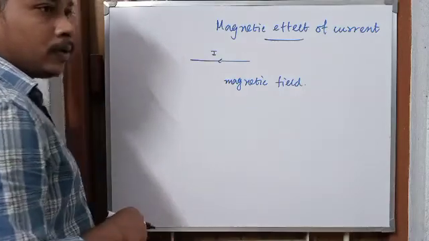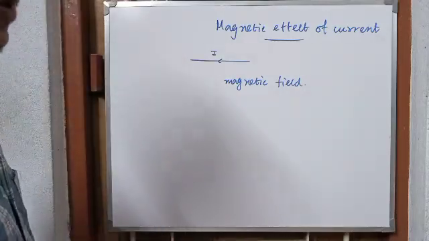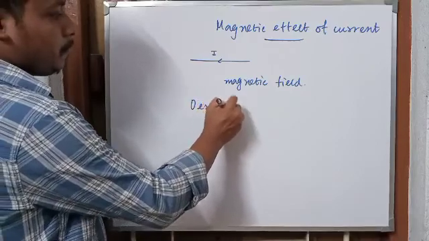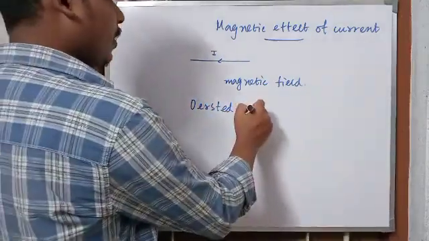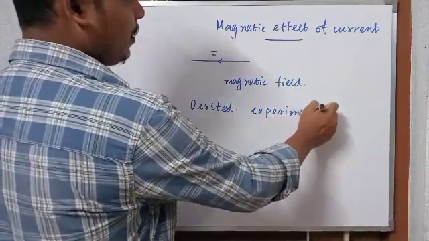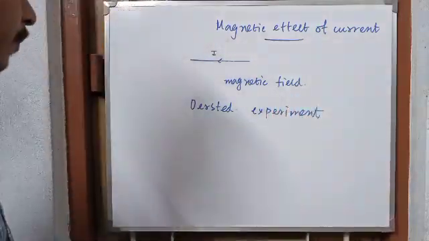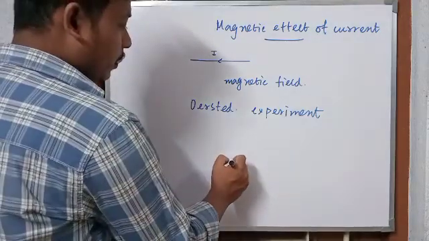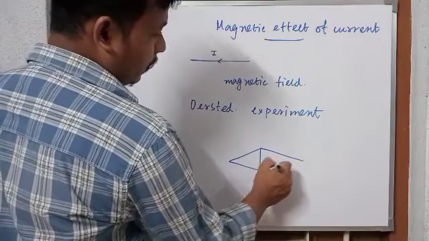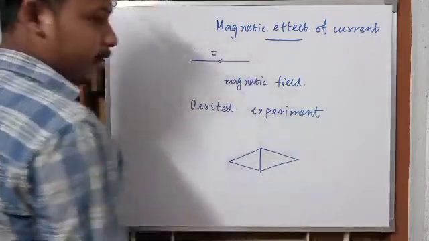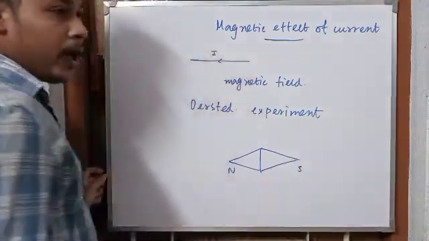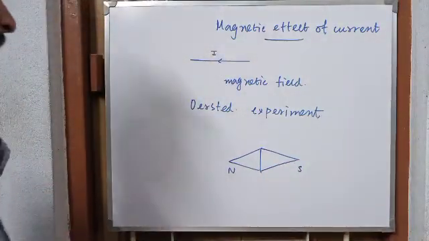This case was first discovered by Oersted, which is called the Oersted experiment. What is the experiment? Say that there was a magnetic needle aligned freely along the north-south axis.